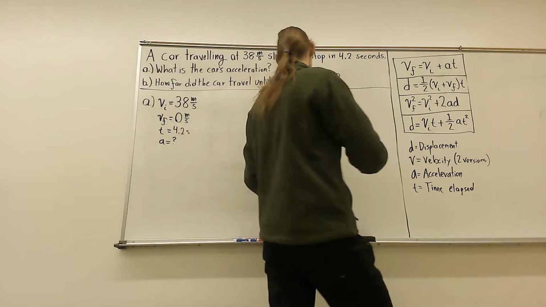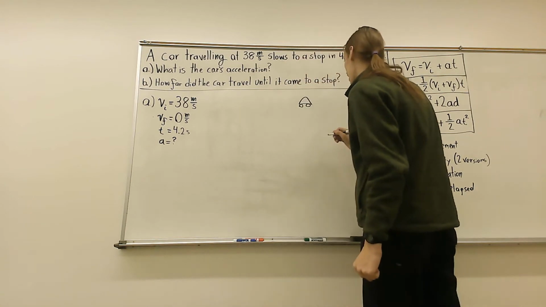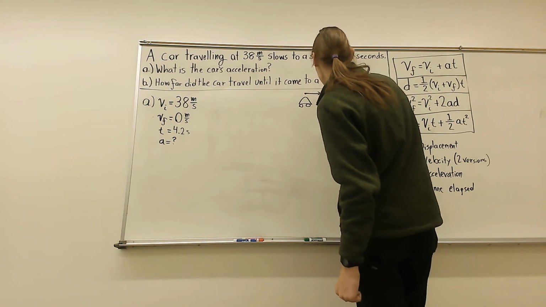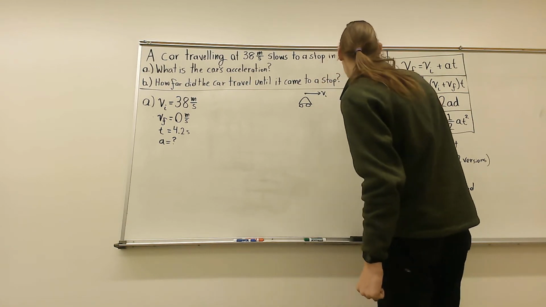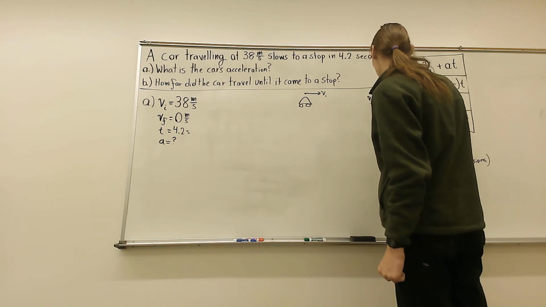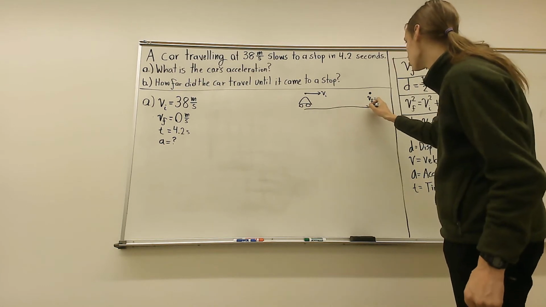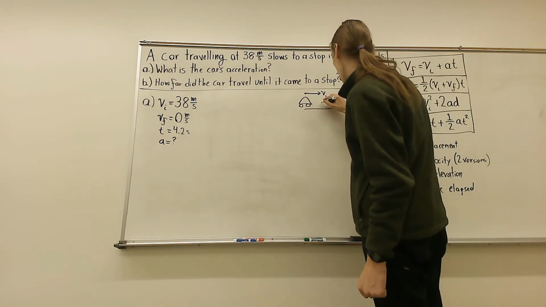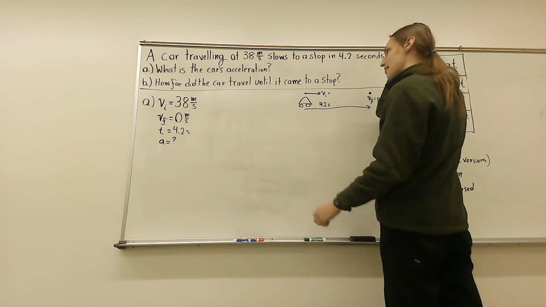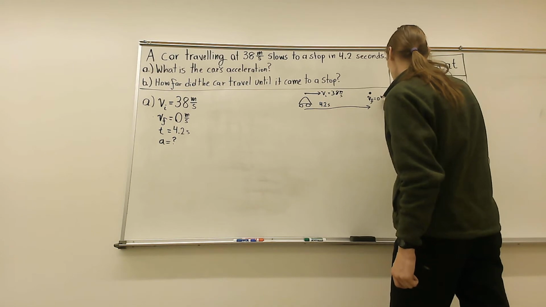So let's draw a picture of this scenario. We have our car here, and we know that at the beginning, the car is moving at some speed v sub i. And at the end of our time period, the car is not moving. So v sub f equals 0. It goes that way, and it slows to a stop over the course of 4.2 seconds. I'm going to write in what we know our v sub i to be, which is 38 meters per second. I'm going to write in units here as well.